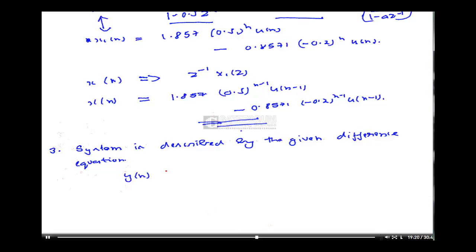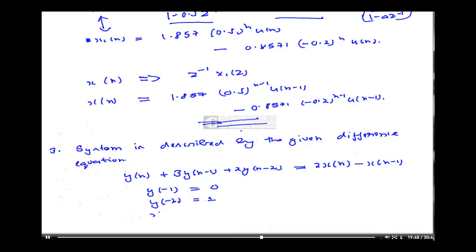y[n] plus 3 times y[n minus 1] plus 2 times y[n minus 2] is equal to 2x[n] minus x[n minus 1]. Okay. Now we have to find the solution. With this, few initial conditions are given, like y[minus 1] is equal to 0, y[minus 2] is equal to 1, and x[n] is given as a step function. Okay.